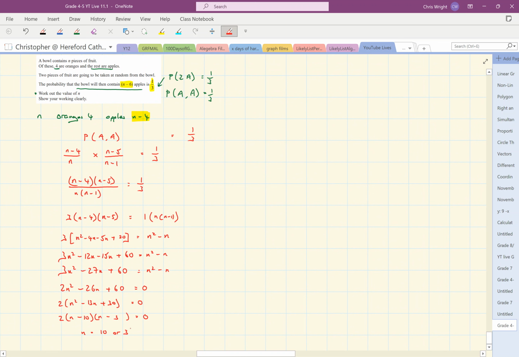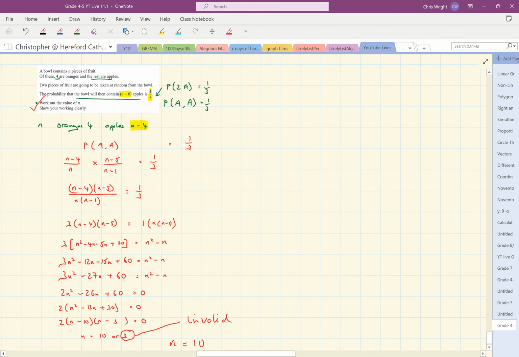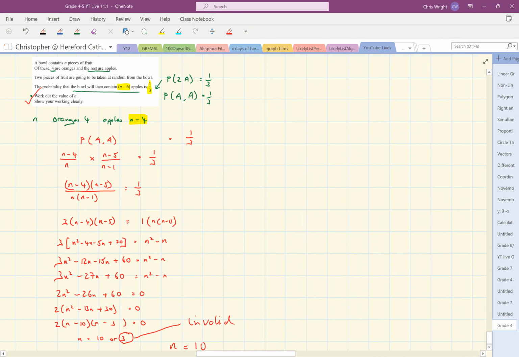n cannot be 3. Why can't n be 3? Because there can't be just 3 pieces of fruit in the bowl at the start, because there are 4 oranges. So my only solution is that n equals 10. And the question was work out the value of n, and I have done that. So that is the solution to that grade 9 probability question.